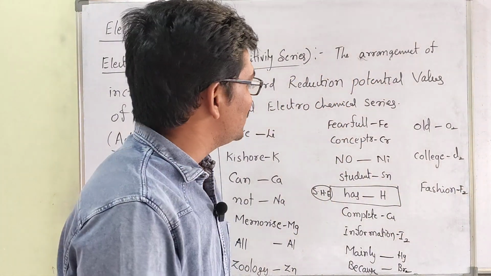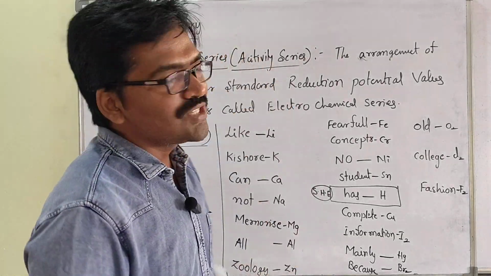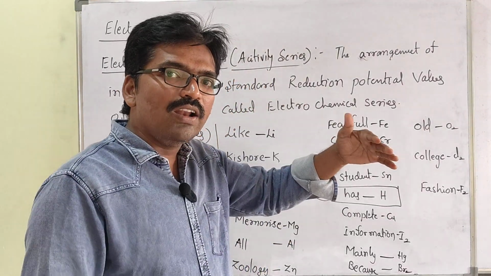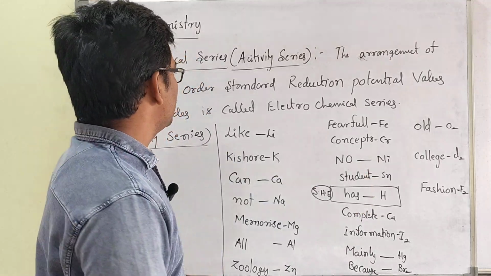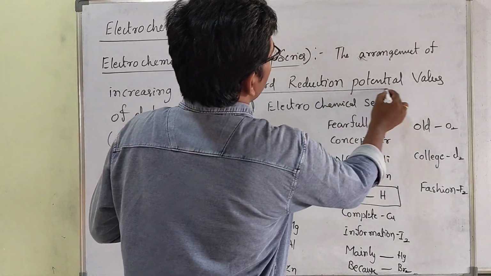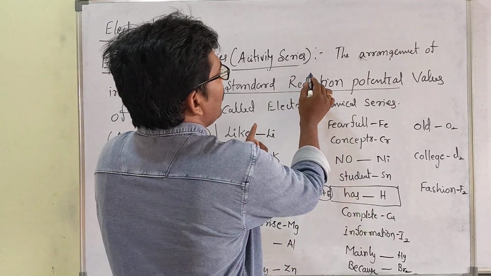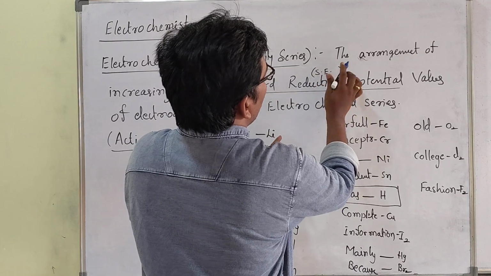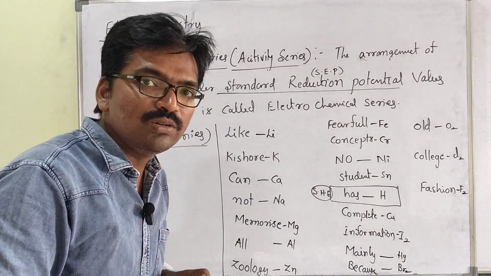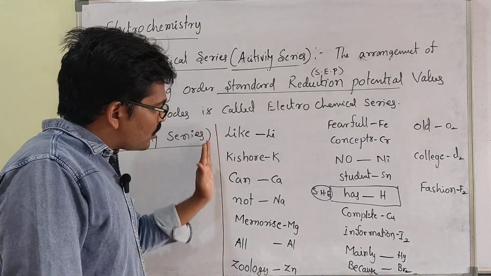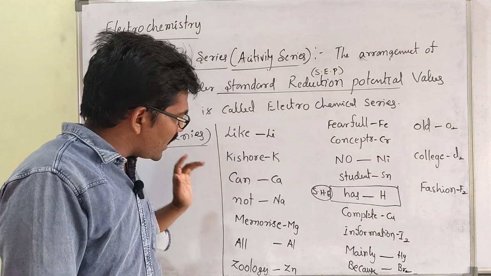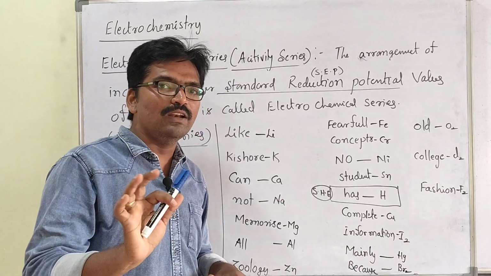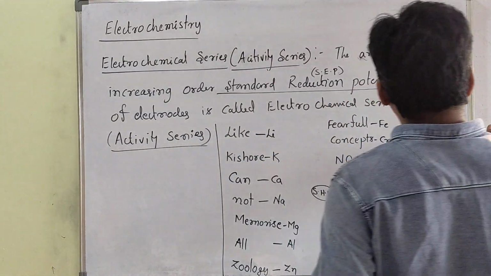Understand, my dear students? So this is the code to remember the electrochemical series or activity series. What is the electrochemical series? The arrangement of increasing order of their reduction potential values. Which values? Standard reduction potential values, which we also call standard electrode potential values according to the IUPAC system. So you have to remember this code: Kishore cannot memorize all zoology fearful concepts, no student has complete information, mainly because old college fashion.